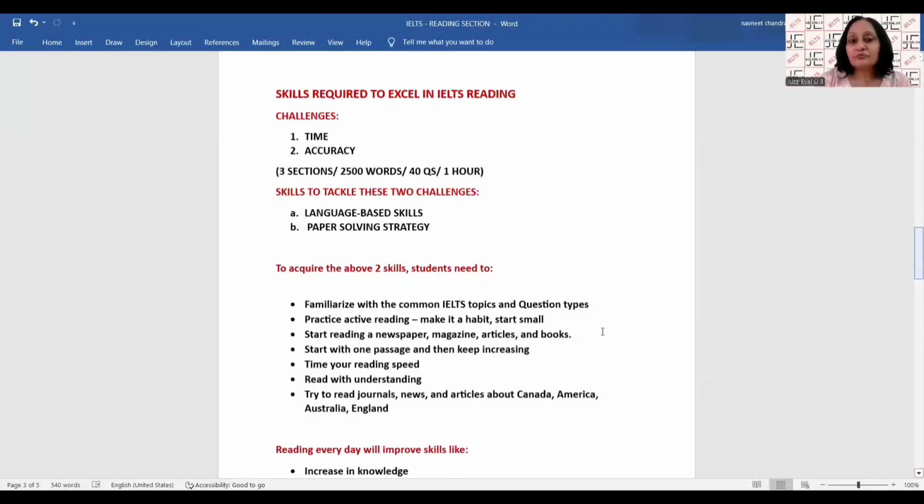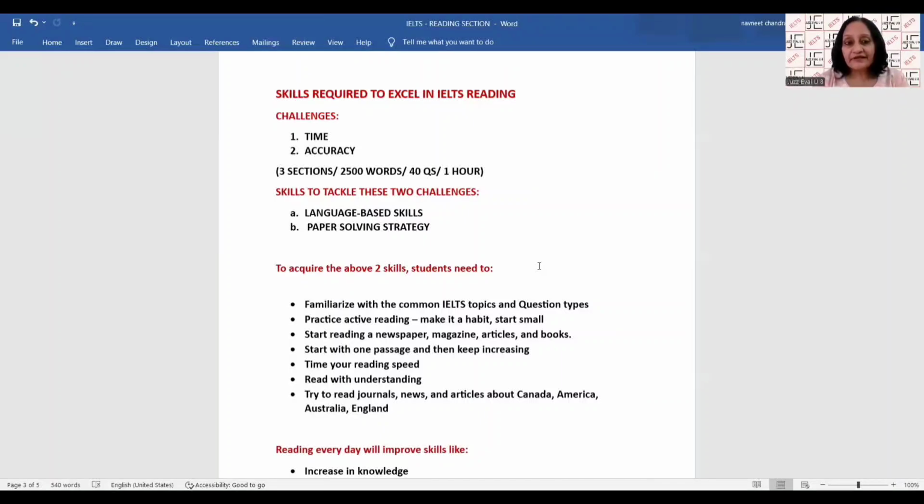There are 2 basic strategies. One is language based skills, and second is paper solving strategy. Language based skills means improve your language, increase your vocabulary, know the synonyms and the antonyms of certain words. Then paper solving strategy, that is how should you go about it when you have just 1 hour.